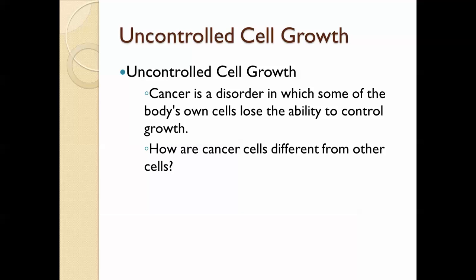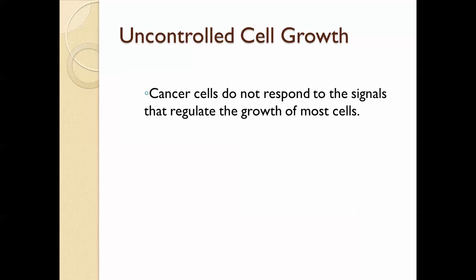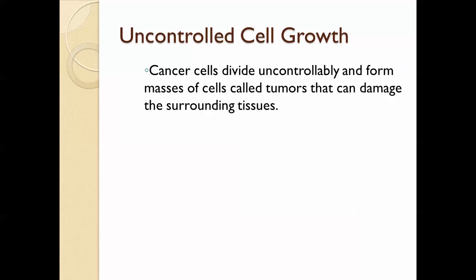We're going to take a look at how cancer cells are different from our other cells. What causes them to just grow and grow without any other controls? The main difference is that they do not respond to the signals that regulate the growth of most cells. It's pretty much as simple as that. Cancer cells just don't respond to contact inhibition, to those internal and external regulators that we talked about. They divide uncontrollably, and they form masses of cells called tumors that can damage the surrounding tissue. I think we've all heard of the term tumor before, and that's simply a mass of cells that grow and grow and will not stop.